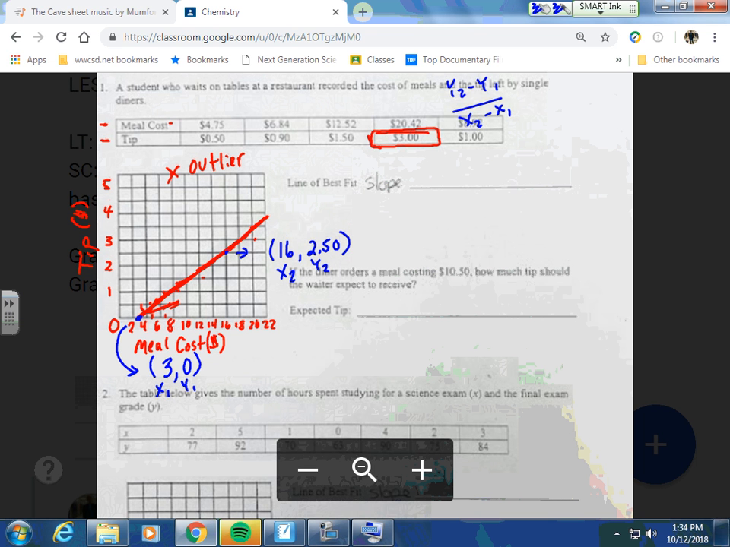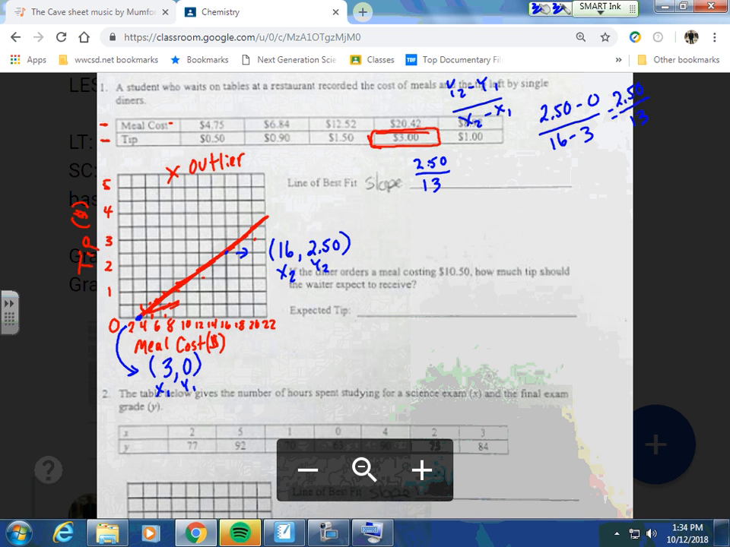All right, so y2 is 2.50 minus y1, which is 0. That's going to be easy enough to do. x2 is 16 minus x1 is 3. All right? So the top is just going to be 2.50 over 16 minus 3, which is 13. All right? And that's my slope, 2.50 over 13. Now, that's not really easy to work with.